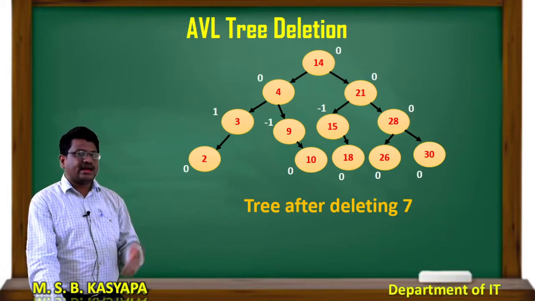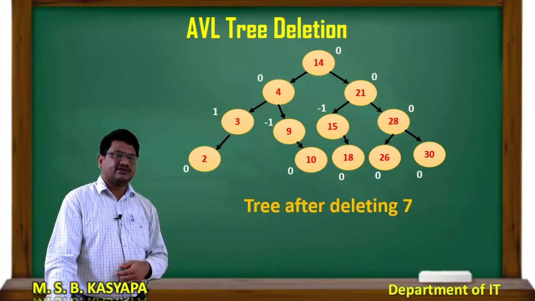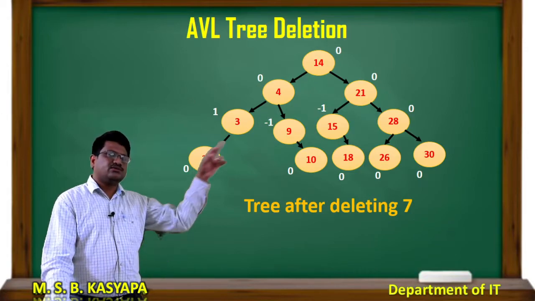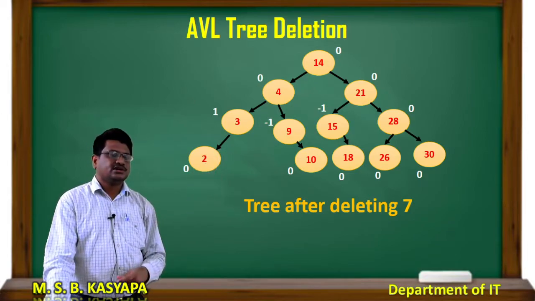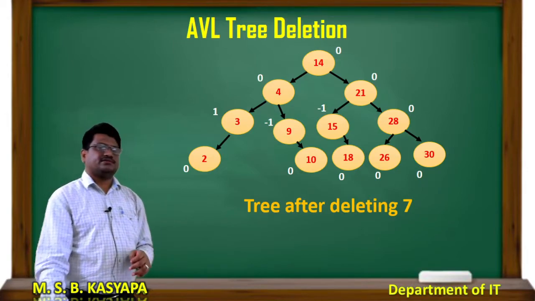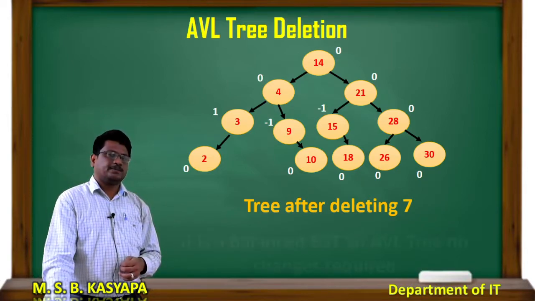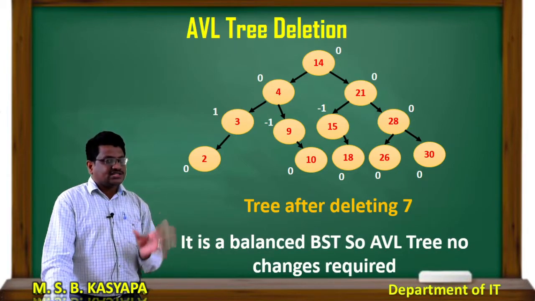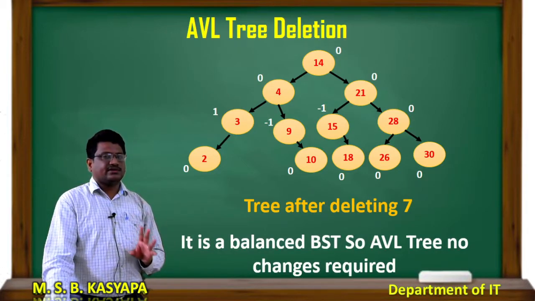After that, I have to calculate the balance factor for each and every node. So here only the balance factor of 9 is changed. But if you see, the balance factor of 9 is -1, so there is no need to change anything. Okay. Now it is a balanced BST, that means it is an AVL tree.